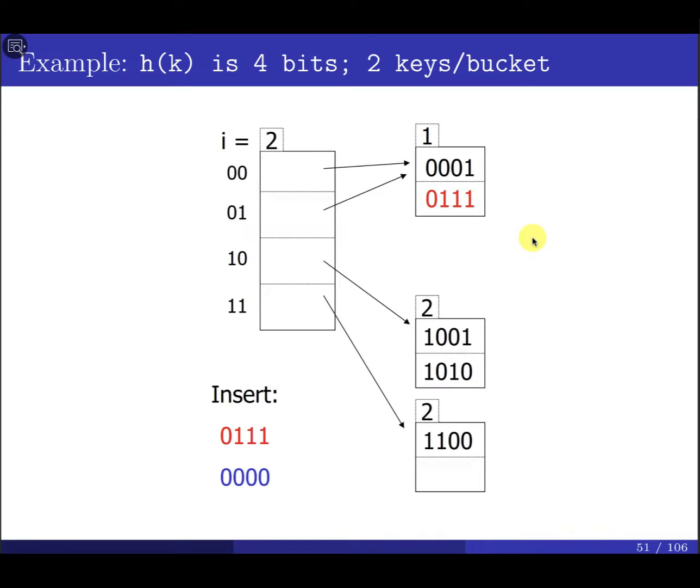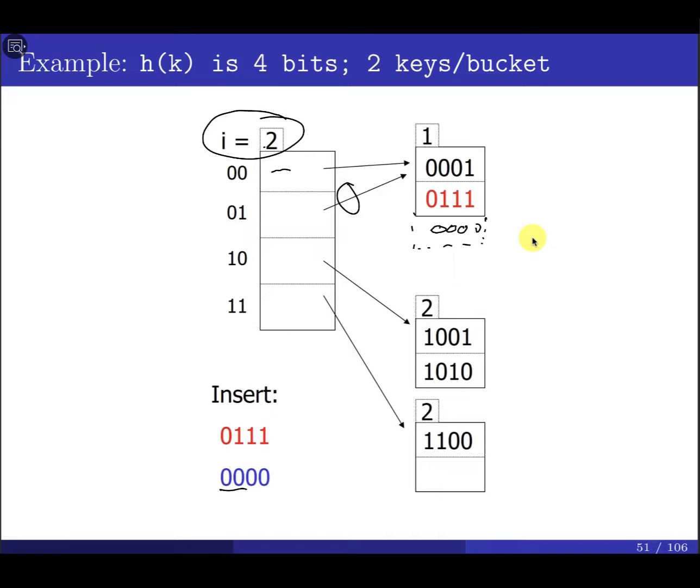Now I need to insert 0 0 0 0, the hash value. Considering the value of i here, 2 bits from the left: 0 0. Here the value is going to be 0 0 0 0. We do have a problem. It's an overflow. But what's the value of i and j? The value of j is less than the value of i. That means you can split, and you have enough pointers in the directory you can use in order to point to the new bucket or new block.